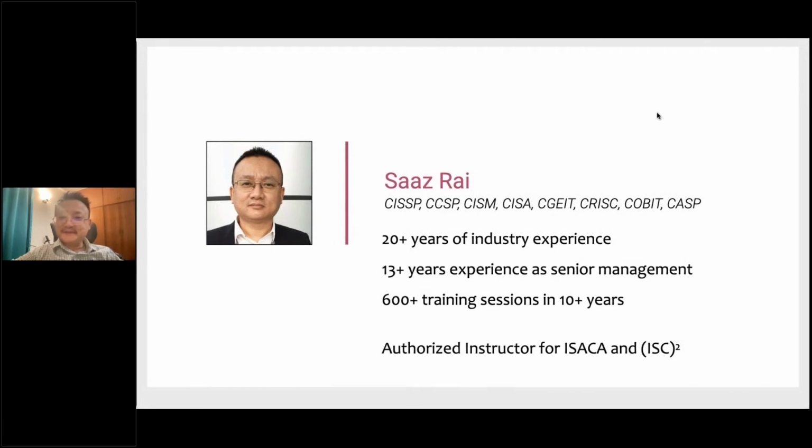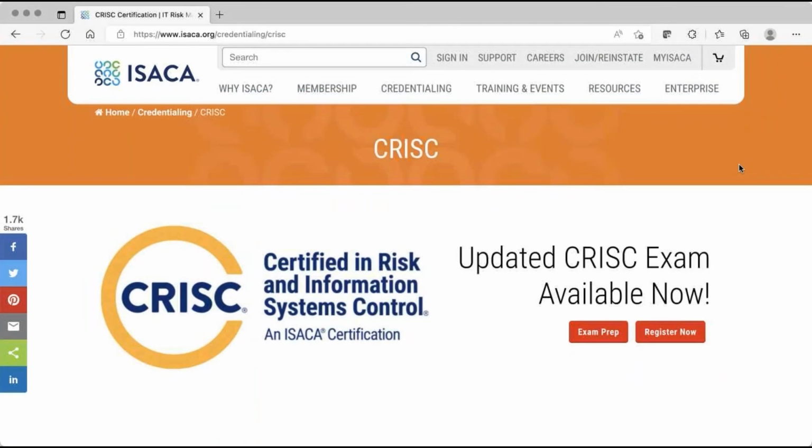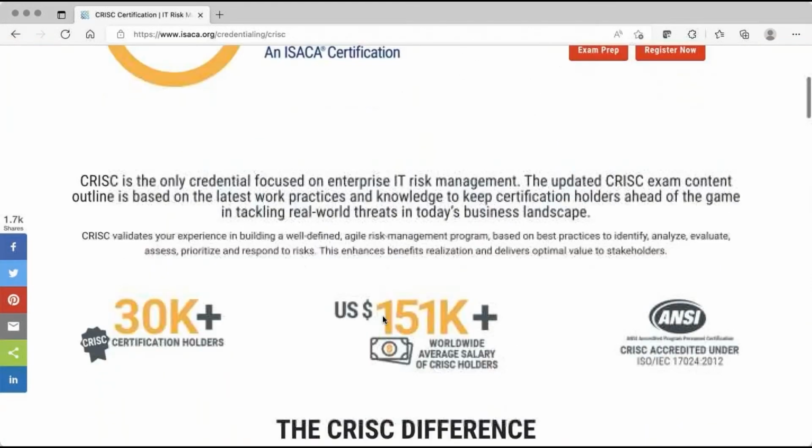And I hope all of you have gone through these details about the exam. This CRISC is focused on risk management. It says Certified in Risk and Information Systems Control. And there were some changes last year. I just want to quickly talk about what they changed. I think it's a good change.